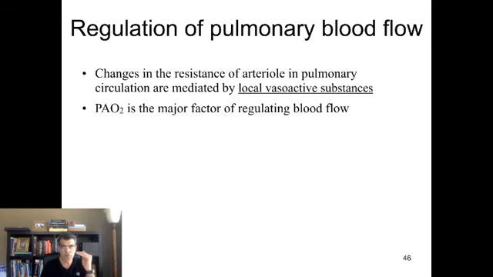If the PaO2 drops, it's going to cause vasoconstriction. If the PaO2 goes up, it's going to open up the arteriole. This is opposite of what you know about other arterioles. In other arterioles, when PaO2 goes down, the vessel is going to open up to bring more blood. In the lung, the story is different.